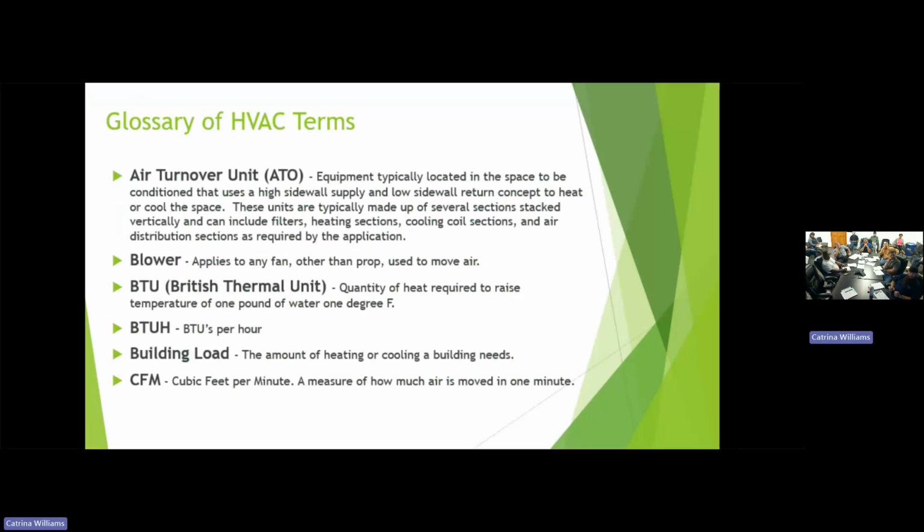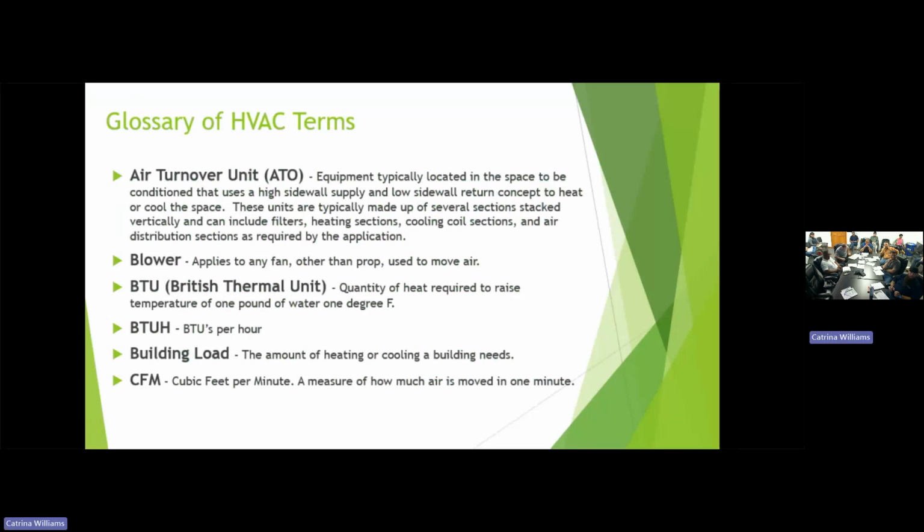BTUH is BTUs per hour. That's how it's rated, as an hourly rating. The building load is the calculation we do to determine the complete load in the building, whether cooling or heating. That takes in many factors we'll talk about a little later. The complete building load includes walls, people, infiltration, all of those things.